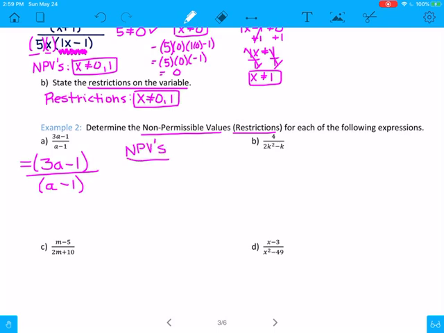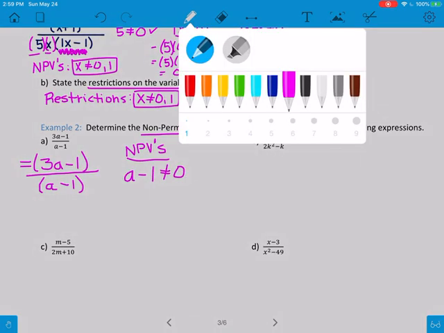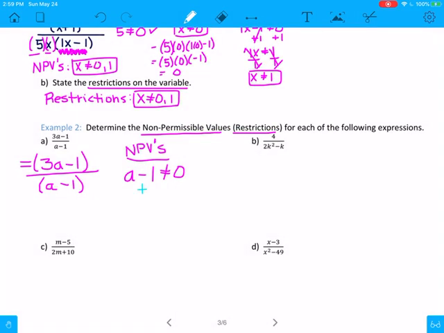Well, I only have one bracket. It's a minus 1, and I set it not equal to 0, and I solve. So I'm going to add 1 to both sides to get a by itself. A cannot equal 1. And I'm done. It's the only non-permissible value. Now I check it. 1 minus 1 equals 0. Yep, I'm right.